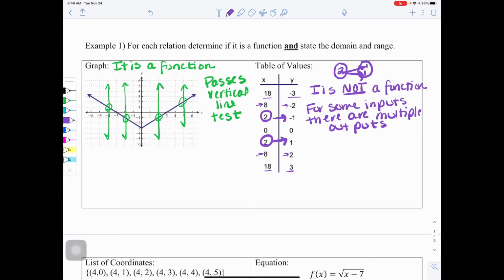So that's why for this one I put for some inputs there are multiple outputs, because there were more than one set. But you could also just pick the one set to use as your example.